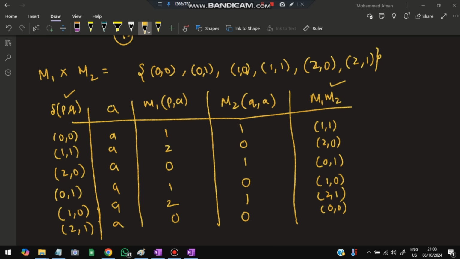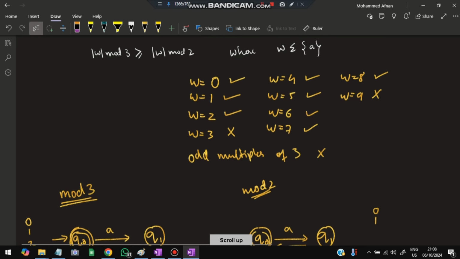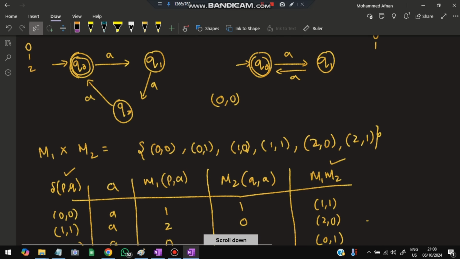Now observe carefully here, where all we can make the final state. In the first diagram, we had made the final state 0 and 0, Q0 and Q0. So 0 and 0 is the final state. Wherever we have 0 and 0, that is the final state. Also, wherever mod 3 is greater than mod 2, that is also the final state. So wherever this value is greater than this value, that is the final state.